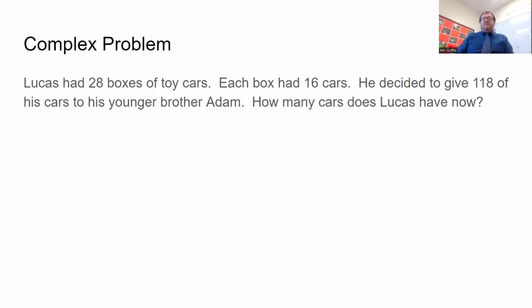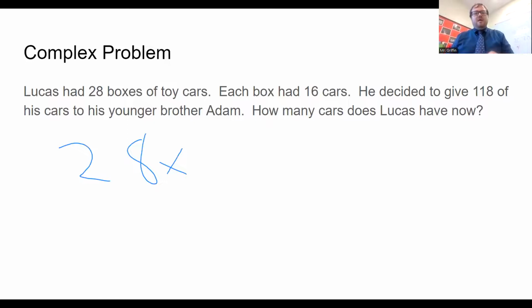All right, hopefully you said we need to see how many cars Lucas starts with, like how many does he have before he gives his cars away? So what operation are we going to use to figure out how many cars Lucas started out with? Go. All right, hopefully you selected multiplication. So we're multiplying 28 times 16. Go ahead and do that now.